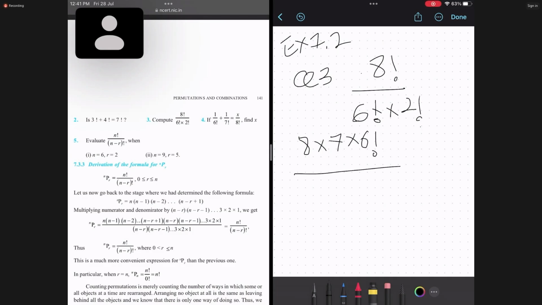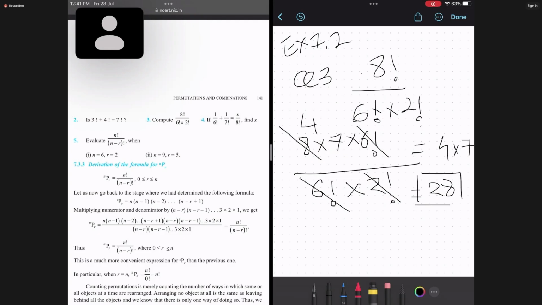I've done nothing but expand 8 factorial into its constituents, and similarly I'll keep 6 factorial as is, 2 factorial as is, and as you can see, I'm able to cancel out 6 factorial because it is the common term in both the numerator and denominator. All I'm left with is 8 into 7 divided by 2 factorial, and 2 factorial is nothing but 2, so I'll straight up cancel 2 factorial with 4 and with 8, and 4 will be remaining here, and what I'm left with is 4 into 7 is equal to 28.